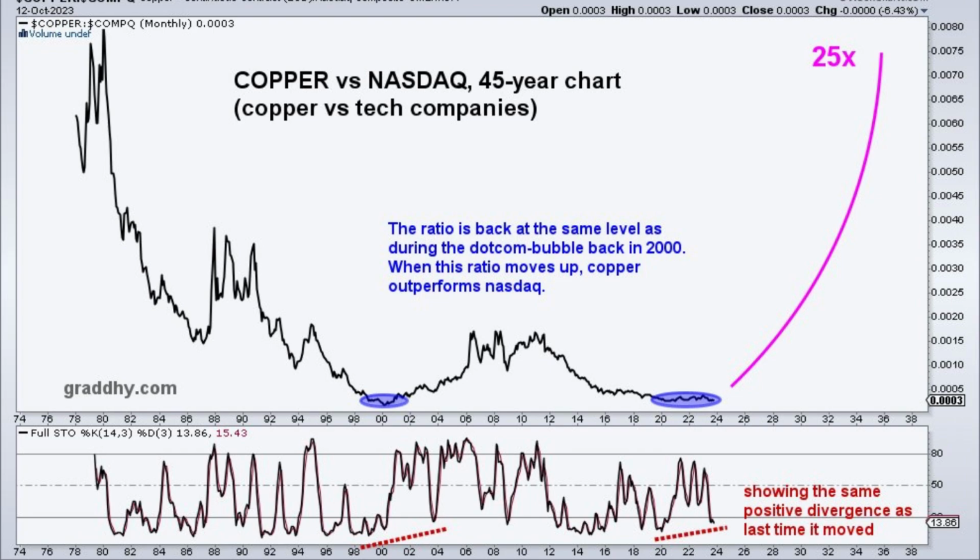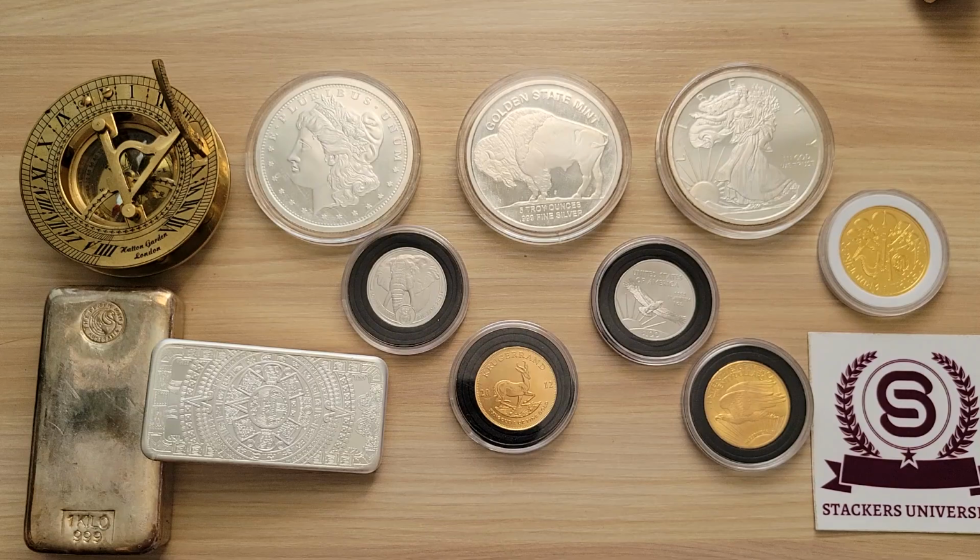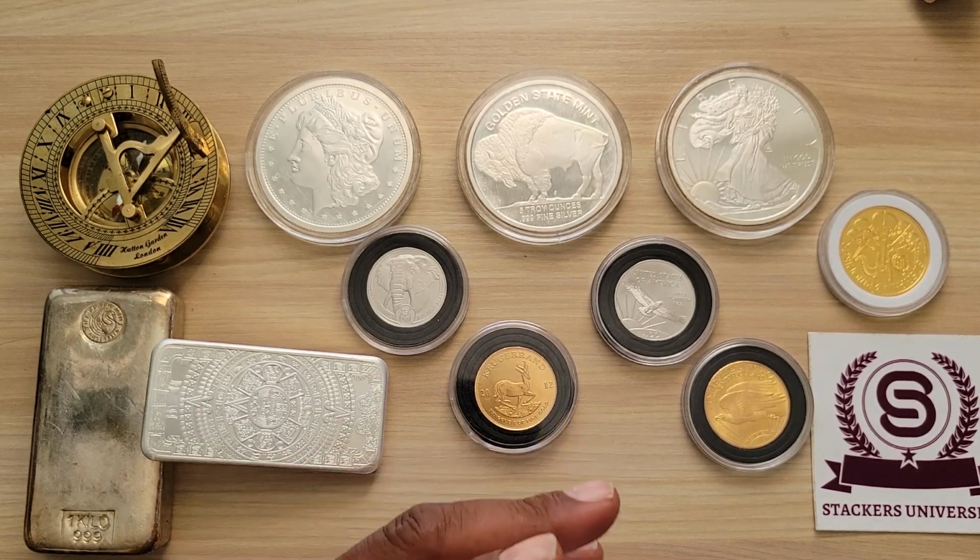We often don't talk about Dr. Copper, but look at this copper versus the NASDAQ. Looks like a double bottom that is poised to increase from here. Those are all great opportunities in my opinion. We're a stacking channel, so let's really zoom in on gold.